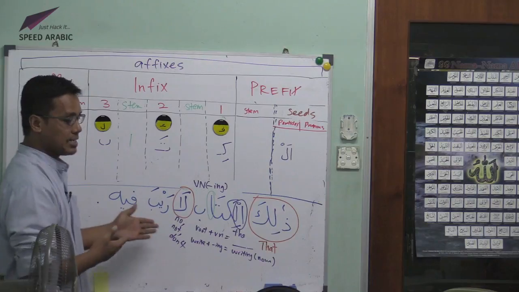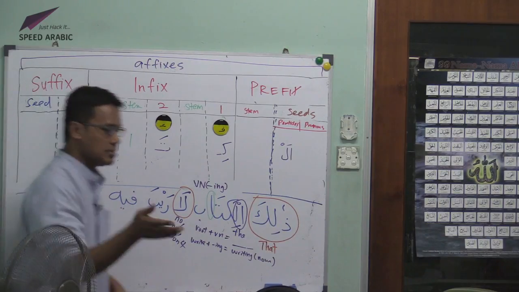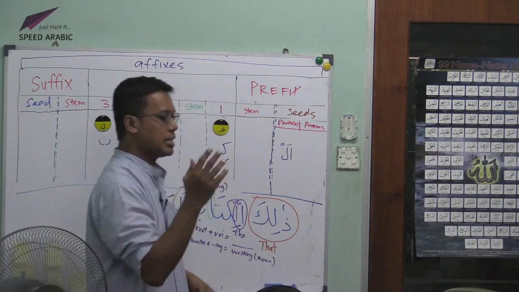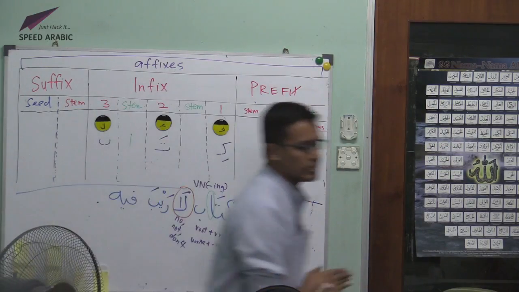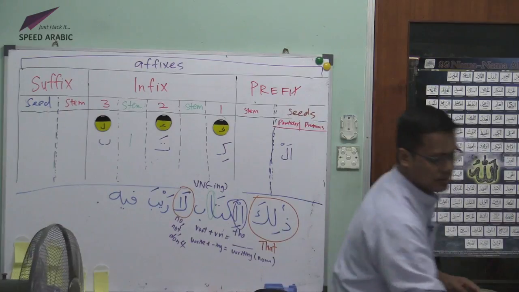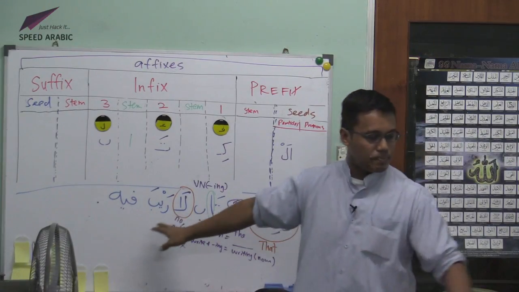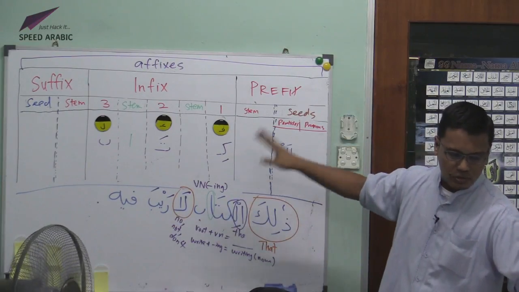Count the letters. How many letters are there? 3. That means they are all root letters. So when they are all root letters, what do you do next? Okay, step 3, find stems. Are there stems there? No, right? Because all 3 are roots.